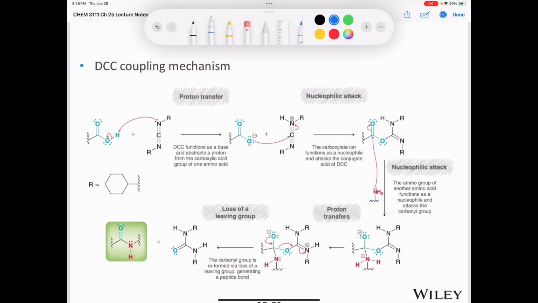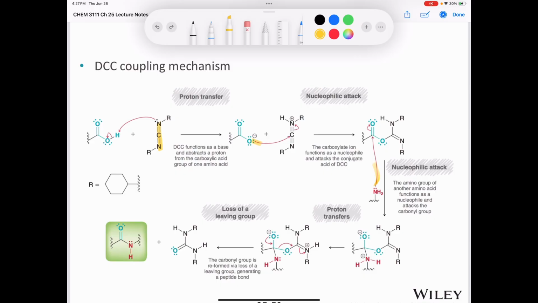Now the DCC coupling mechanism is shown here. So you have the dicyclohexyl carbodiimide here, and then it reacts with the carboxylic acid to make a carboxylate, which then acts as a nucleophile here. We do a nucleophilic attack, then we do another nucleophilic attack here, and then we do a proton transfer, or a couple of proton transfers rather, and then we lose a leaving group. And so anyhow, you see we lose this leaving group here, and then we form the peptide bond.